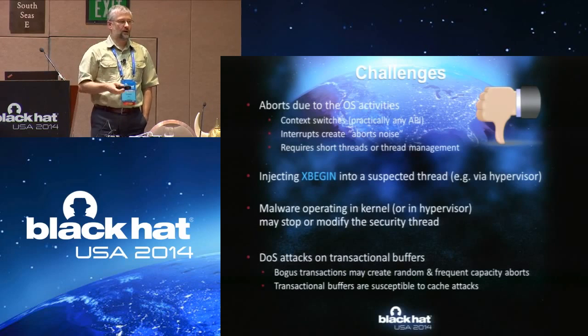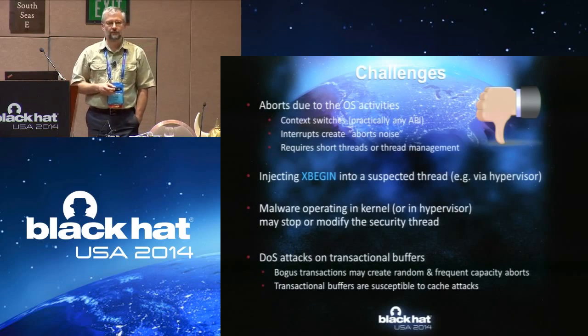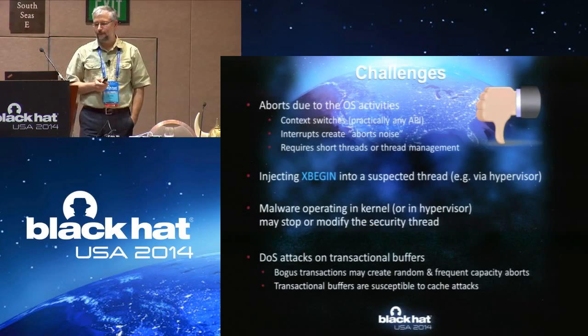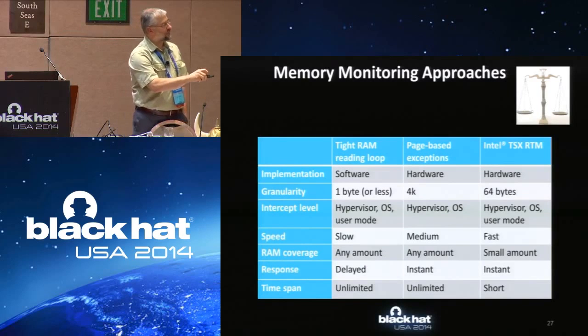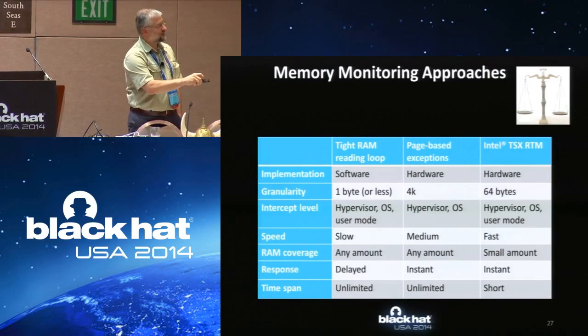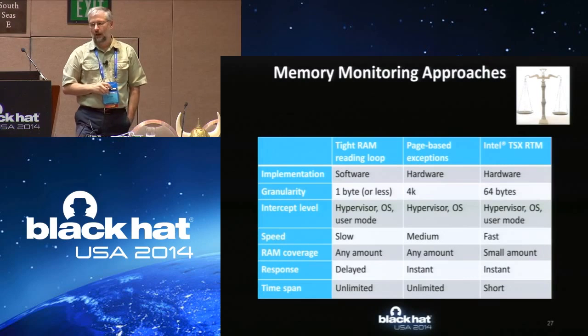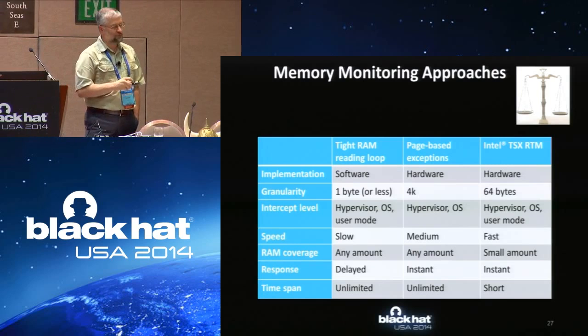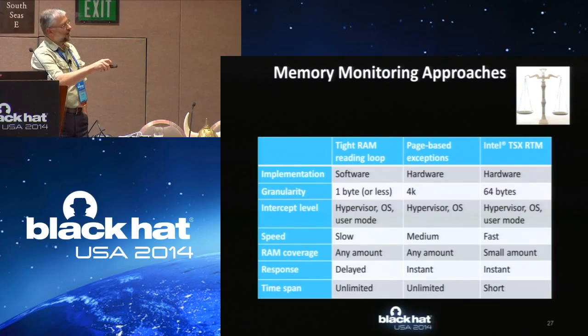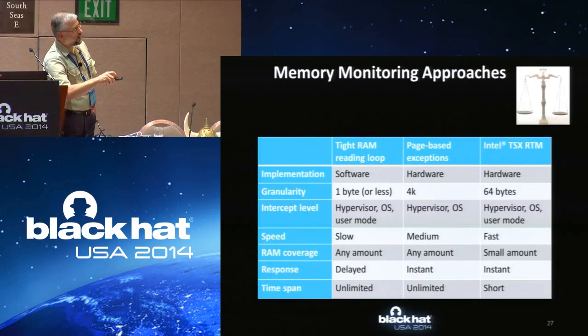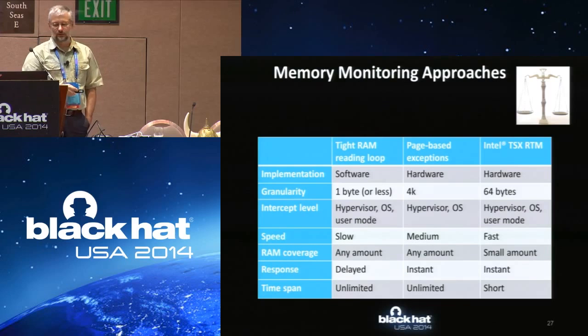Attacks on cache and exhausting cache are well known, and they all apply to transactional buffers as well, because they're piggybacking on cache. So if we write a table comparing tight memory reading loop, page-based protection, and transactional memory type of support, and evaluate these memory monitoring technologies on several different levels, we can see that the tight memory loop runs in software, while page tables and TSX actually have hardware support.